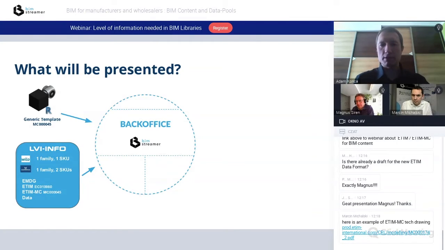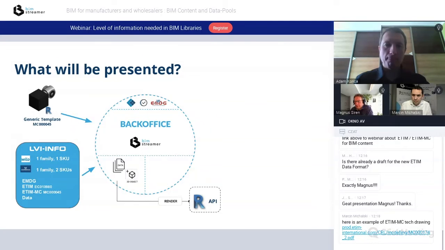And we are going to achieve this goal with the BIMStreamer platform. The back office will take the generic template model and the data from the LVI as a data source. And as the BIMStreamer is integrated with external services, we can also provide the user some additional attribute validation. In our example, we are going to validate the data through the EMGD, eTeam, and eTeam MC. What is validated is the existence of the attributes and their correctness. For correctness, we are checking whether things like codes, descriptions, values, units, or formats are valid.